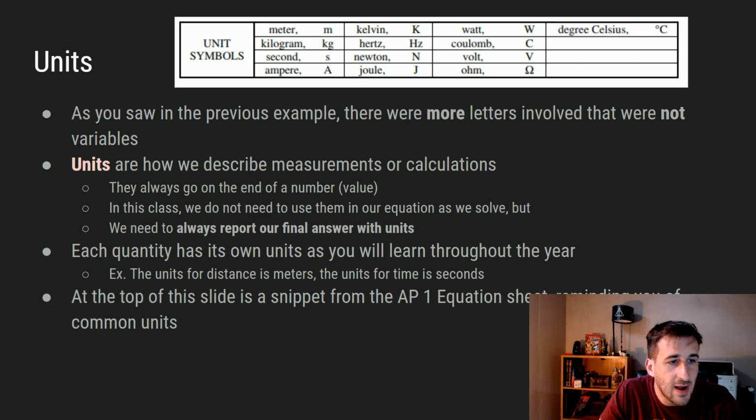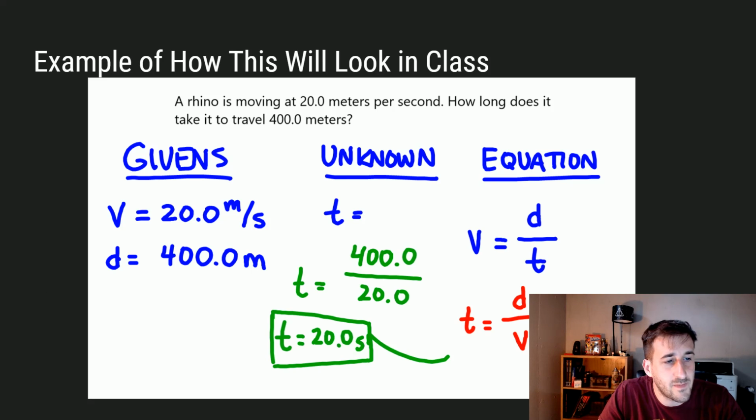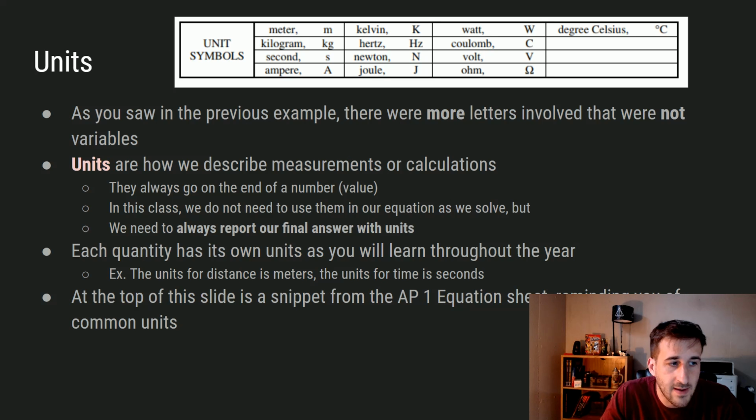Units are how we describe measurements or calculations. They always go on the end. And in this class, we do not need to use them in our equation as we solve, but we always need to use the final answer with units. So what I mean by that second bullet is that if we're solving a problem, if you look at the green, where it says 400 divided by 20, you don't have to put 400 meters divided by 20 meters per second. Although you could, and it would still work, you would be able to see what the units are better. You don't have to do that in my class.